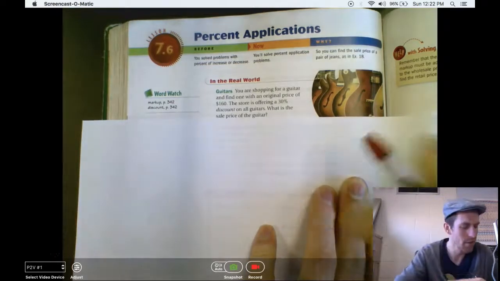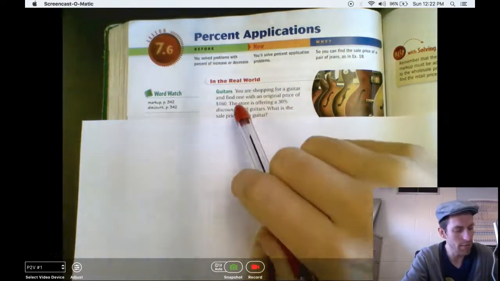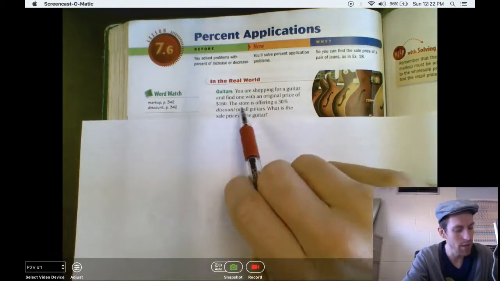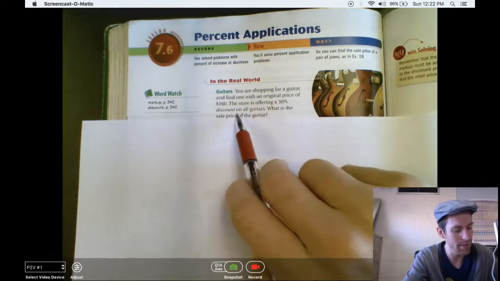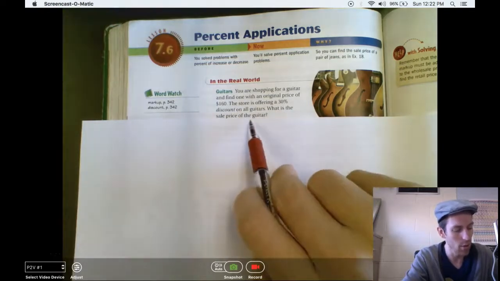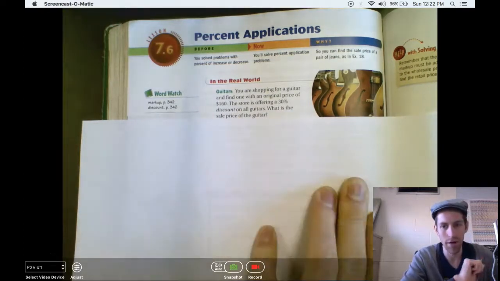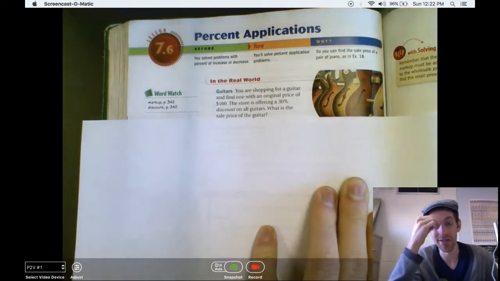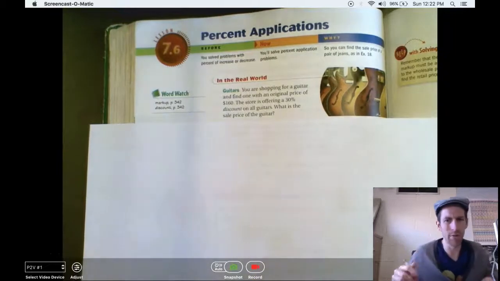So let's check this out. You're shopping for a guitar and you find one with an original price of $160. The store is offering a 30% discount on all guitars. What is the sale price of the guitar? So they're going to take 30% discount. It's on sale. Sweet. How do we figure that out?